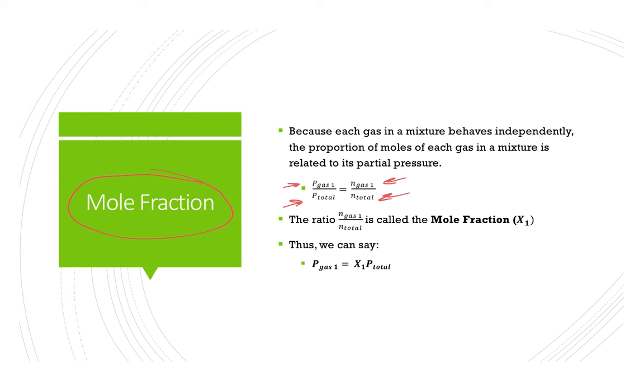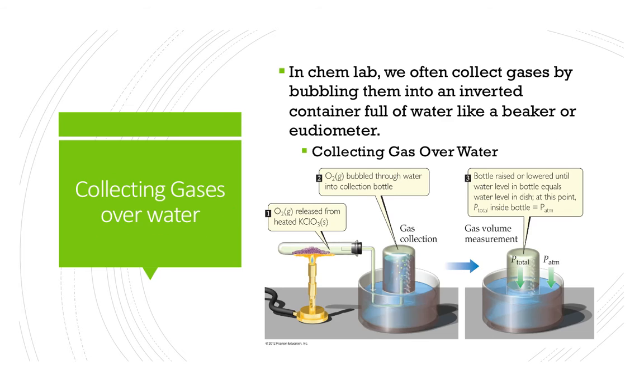Okay, so that number, the number of moles of the gas divided by the total number of moles, is called the mole fraction, and we can then use it to figure out the pressure of any gas if we know the total pressure and the mole fraction of that particular gas in the vessel. The last thing that this is related to is the idea of collecting gases over water.